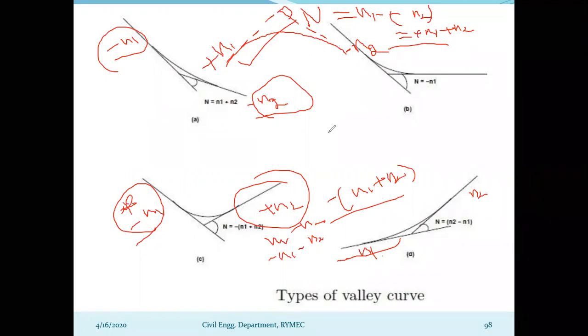Anyone? Sir, N1 is positive and N2 is negative, sir. Sir, N1 is negative and N2 is positive, sir. N1 is negative, N2 is positive. So if you take N2 as positive, this is the case. This becomes the same case, case 3. How will it become case 4? How does it become case 4?